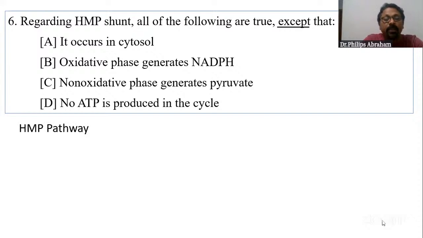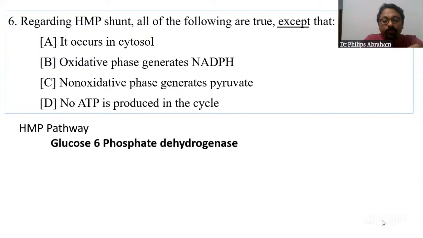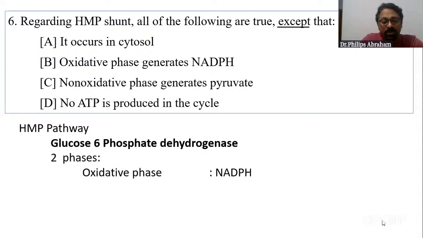We'll have a quick look at it. The HMP pathway takes place in the cytoplasm, mainly for NADPH and pentose. As I told you earlier, the rate-limiting enzyme is glucose 6-phosphate dehydrogenase, called G6PD. It has two phases, oxidative and non-oxidative. The oxidative phase produces NADPH and pentoses. The non-oxidative phase is just the conversion of pentose phosphates. Please note, no ATP, this pathway is not for energy.